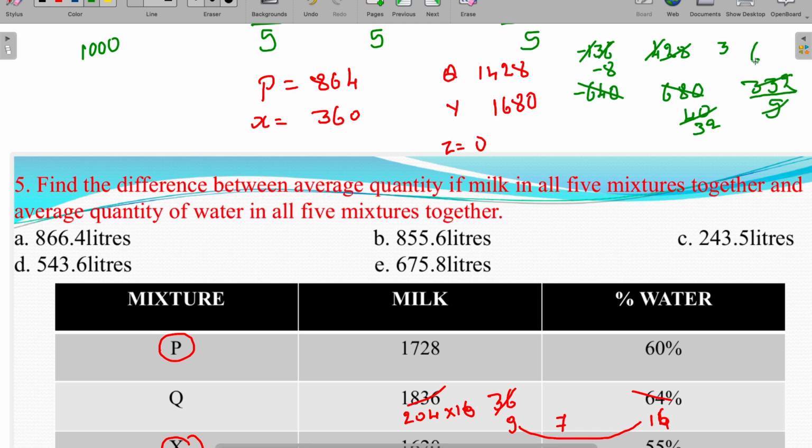That we have to divide by 5. 5 6s are 30, 32, again 5 6s are 30. 66.4 approximately. Then 1000 minus that number, we have to do subtraction. Like this we can do it.